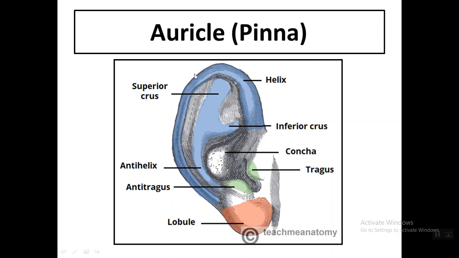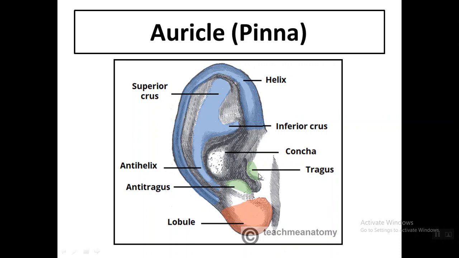The auricle has an outer curved cartilage that is called the helix. Immediately inner to the helix and parallel to the helix is another curved cartilage called the antihelix. The antihelix divides into two crura, superior crus and inferior crus. At the middle of the auricle there is a depression called the concha. The concha leads into the external acoustic meatus.